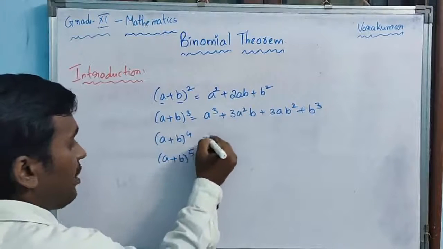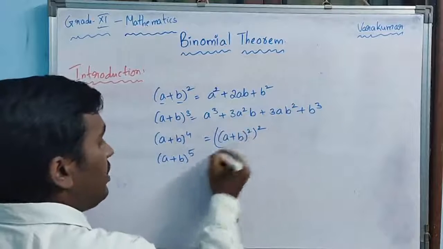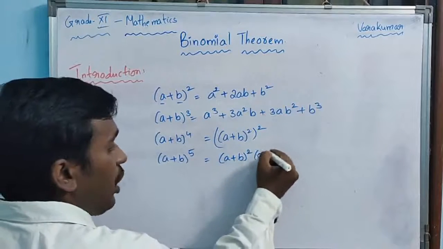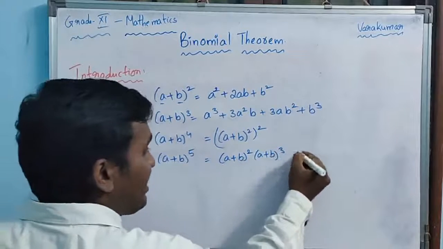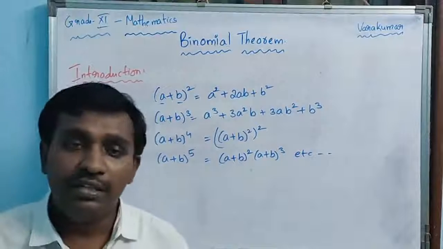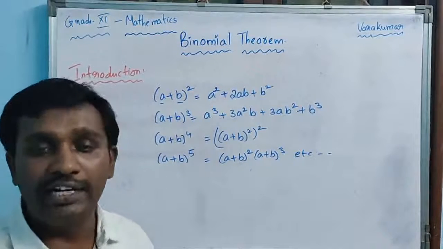A plus b whole power 4, I can write as a plus b whole square, squared again. A plus b whole power 5, I can write as a plus b whole square into a plus b whole cube. Like this, I can do a plus b whole power 6 and so on. With some hard effort, we can expand them, no matter what.